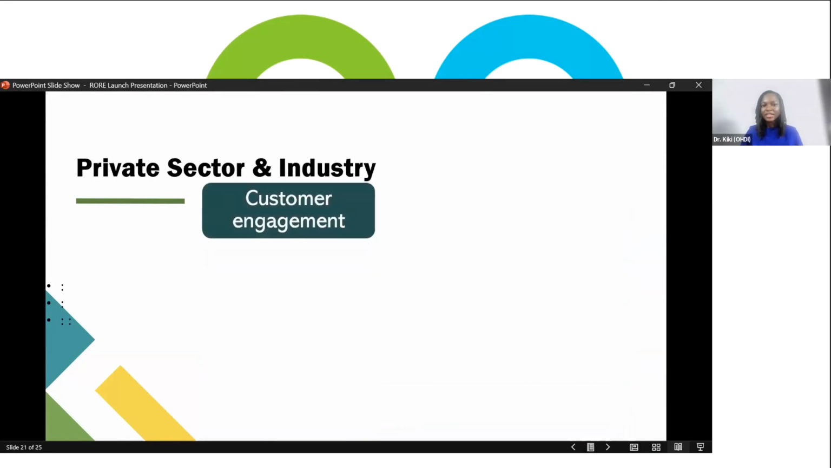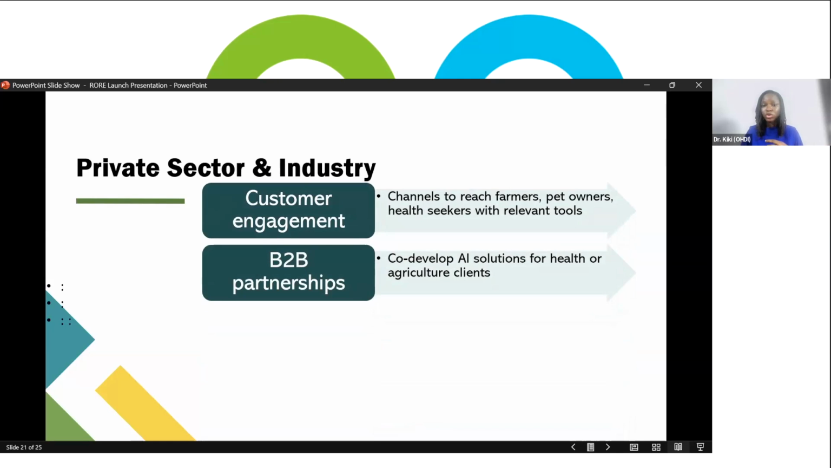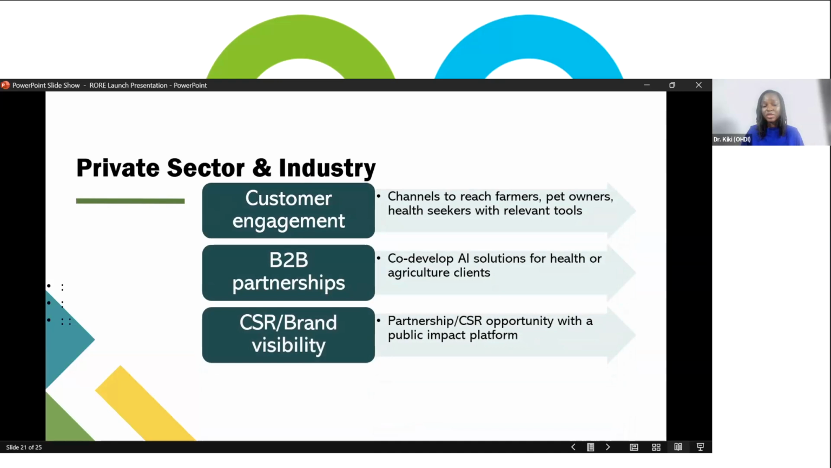Private sector, of course, and in this case, I'm talking particularly about farmers, pet owners, health seekers. This will be great for you. We can support co-developing solutions for health, agriculture, CSR, brand visibility. So for many private sector industries who are running CSR programs, this is an opportunity to use Rore as a platform to demonstrate, implement and achieve your CSR goals, especially when it comes to the potential of reaching more and more people within the context of the work that you are doing or the CSR goal you are achieving.